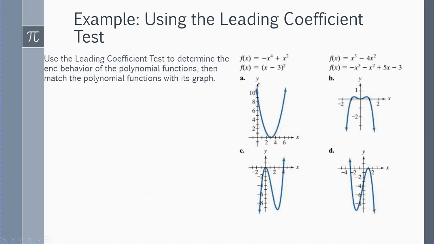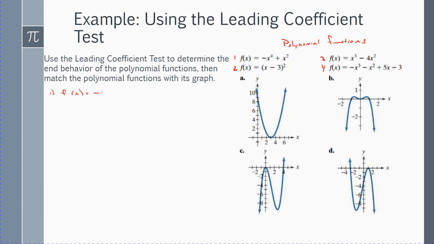All right, let's end with this example. We'll use the leading coefficient test to determine the end behavior of these polynomial functions, then match each polynomial function with its graph. Let's start with this, going 1, 2, 3, and 4. So here's the first function.